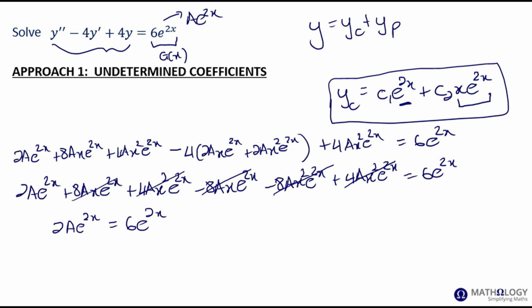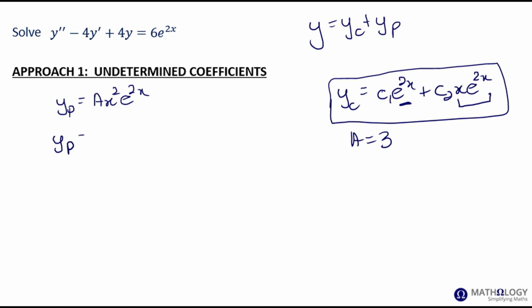Okay, so that all simplifies to 2a e to the 2x equals 6e to the 2x. Comparing the coefficients now, 2a equals 6, which means that a equals 3. So the particular solution is therefore 3x squared e to the 2x.